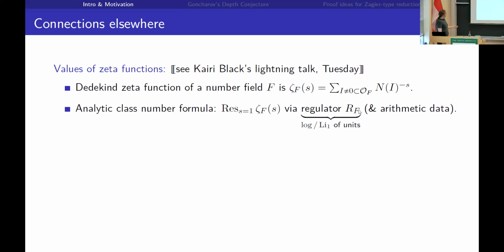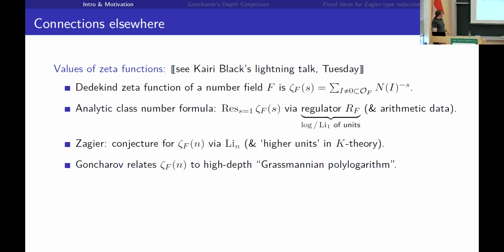And now we have a suspicious 1 floating around here and floating around here. What happens if we make them 2? Does something work? And what happens if we make it 3, and so on? Well, there's a conjecture that the values of the Dedekind zeta at some positive integer n can be expressed by the classical, depth 1 polylog of index n. And there's some connection to higher units in K-theory.